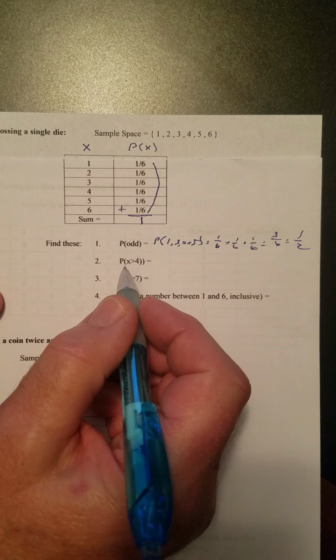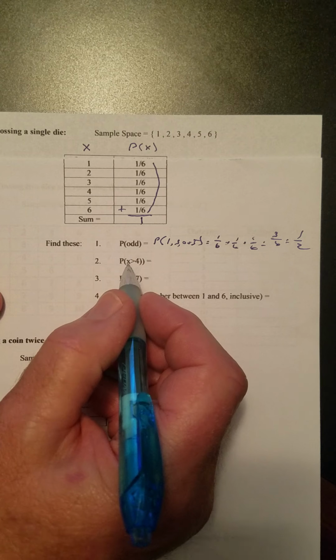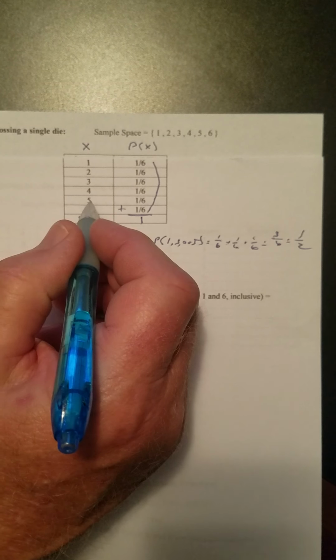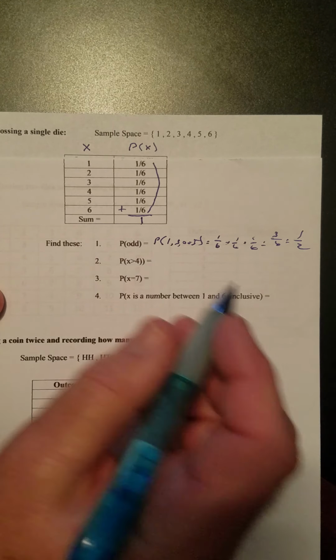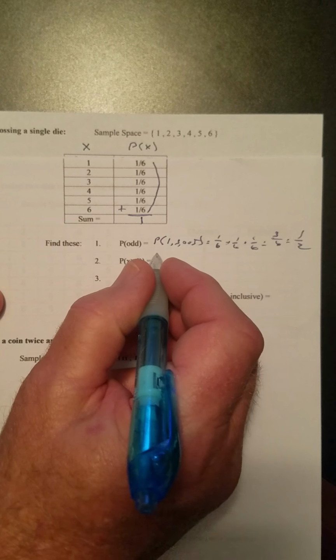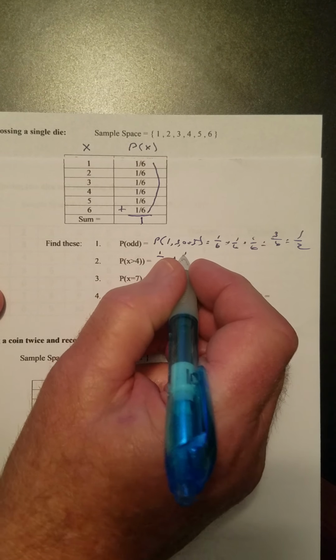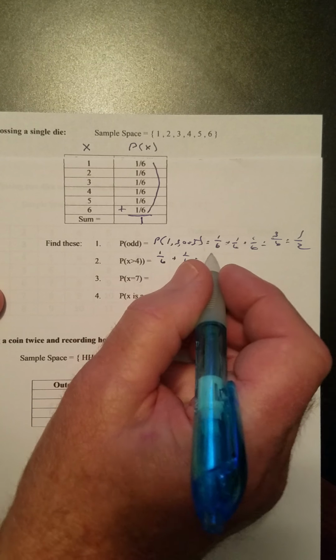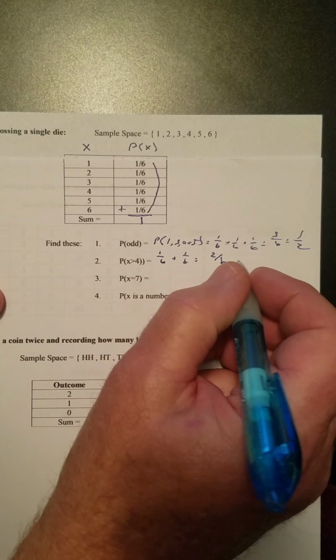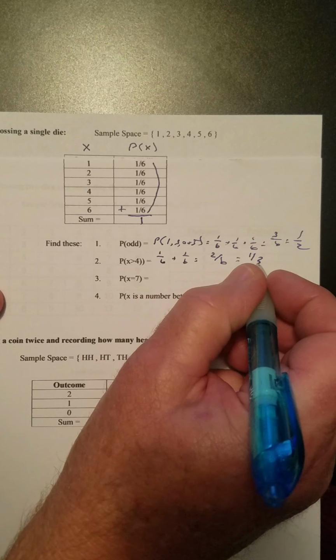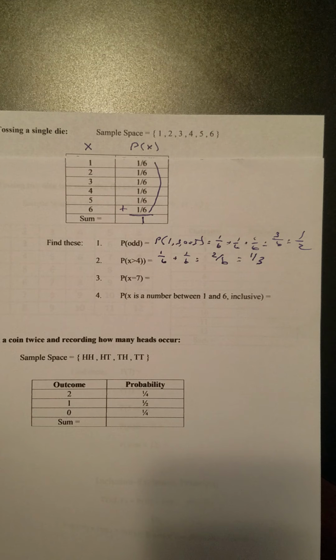Okay, what if I said the probability of getting a number greater than 4? Could it be 4? No. But it could be 5, it could be 6. So you're going to take 1/6, that's probably a 5, plus the probability of a 6, that's going to be 2 over 6, which is 1/3. And for these, I'm just going to leave them in terms of a fraction. I'm not going to change it to a decimal.